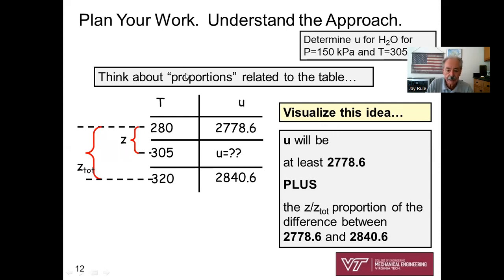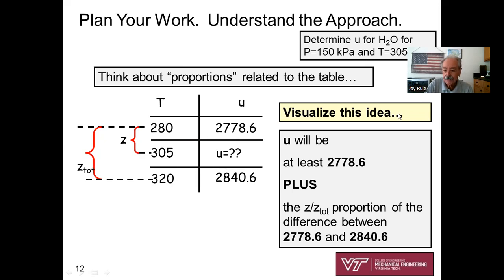I want you to think about proportions related to this table. Let's look at a proportion on the temperatures that we know. Here's a proportion between our temperature and the lower value or top value in the table. And here's the distance from the next tabulated value to the first tabulated value. So think about Z over Z total as a proportion. Okay, so you got that in your mind. It's a proportion, isn't it?